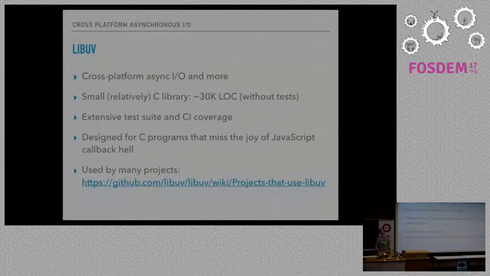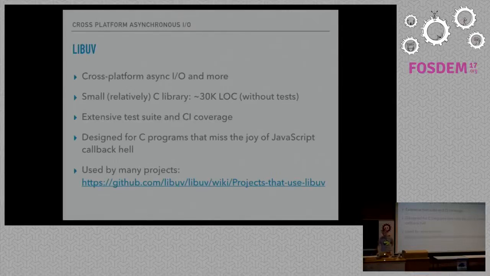For those who don't, it's a cross-platform asynchronous I/O library which does a little bit more. So we try to do networking stuff, but also other cross-platform stuff that we need. It's relatively small. That is 30,000 lines of code without tests, which is not a lot for a C library that tries to do anything and everything. We have an extensive test suite, I didn't count it for this, but we try to test everything, and we have a vast CI infrastructure kind of donated by the Node.js project, which makes it robust, but of course I would say that, right? It's designed for C programs.